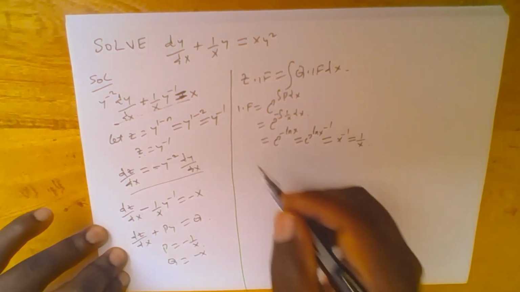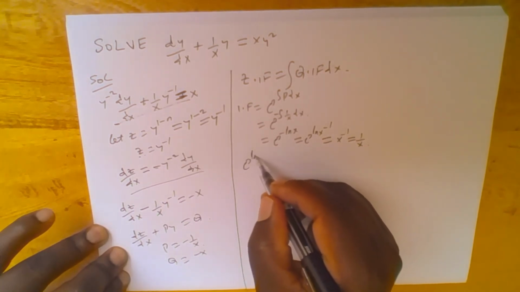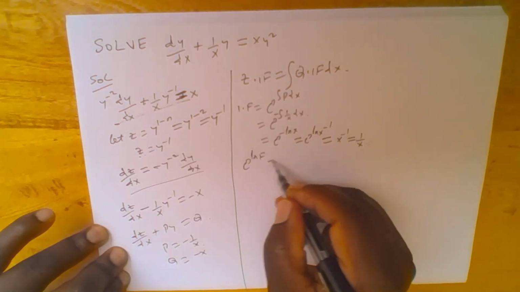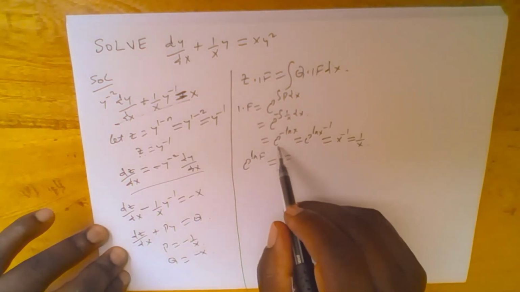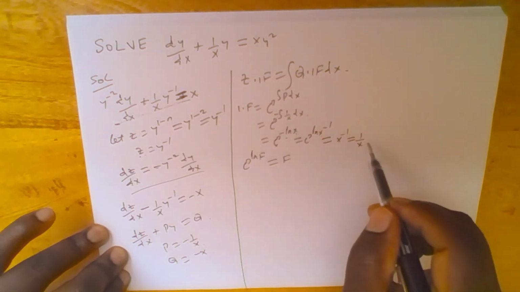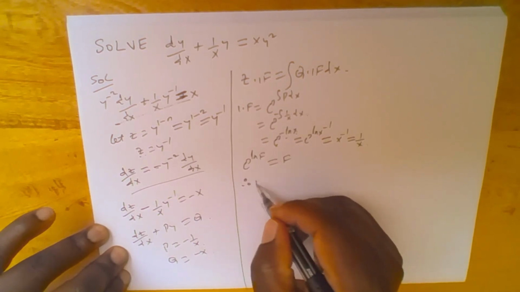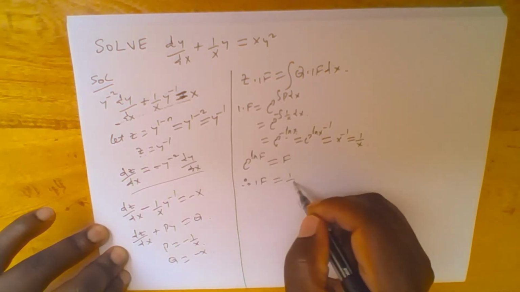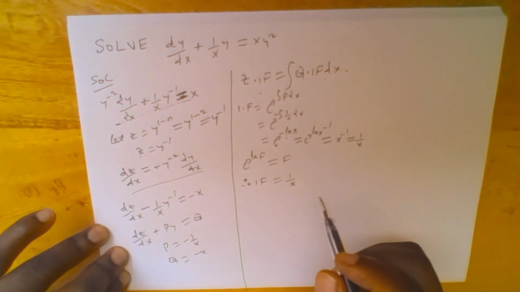So here we are applying this concept. We know that exponent ln of a function equals the function itself. Therefore, exponent ln of x is the same as 1 all over x. Therefore, integrating factor equals 1 all over x. We go back and substitute in the equation.